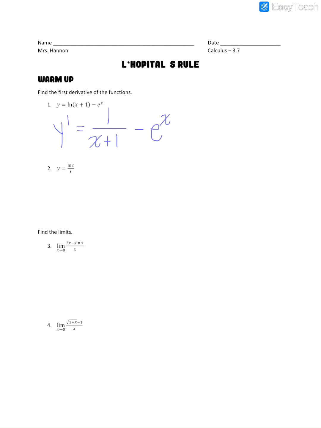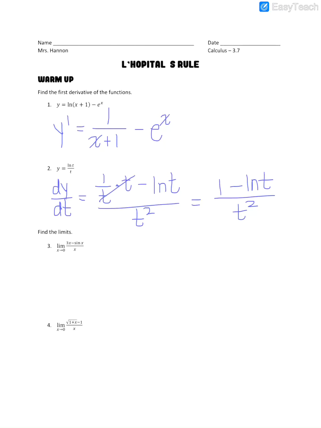Okay, number 2, we have quotient rule. So dy dt equals derivative of the top, 1 over t, times the bottom, which is just t, minus derivative of the bottom, which is 1, times the top, natural log of t, all over the bottom squared. I will reduce that one more because these t's cancel. So 1 minus natural log t over t squared.